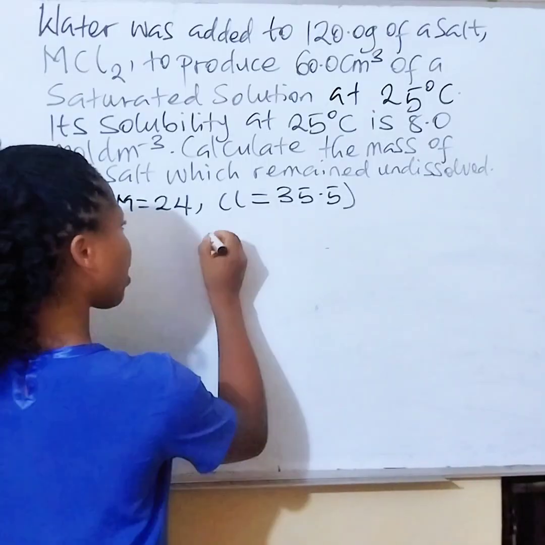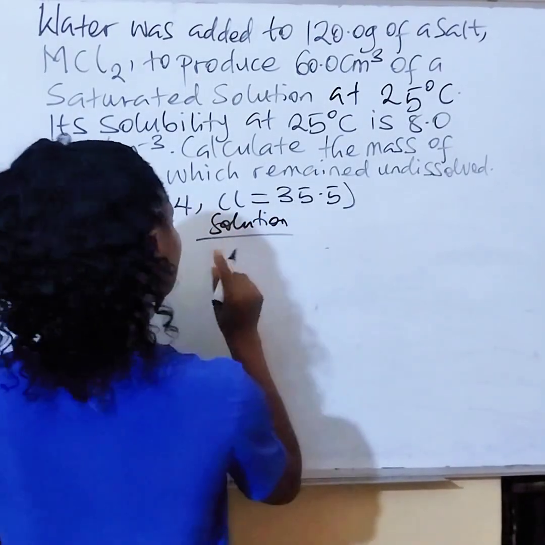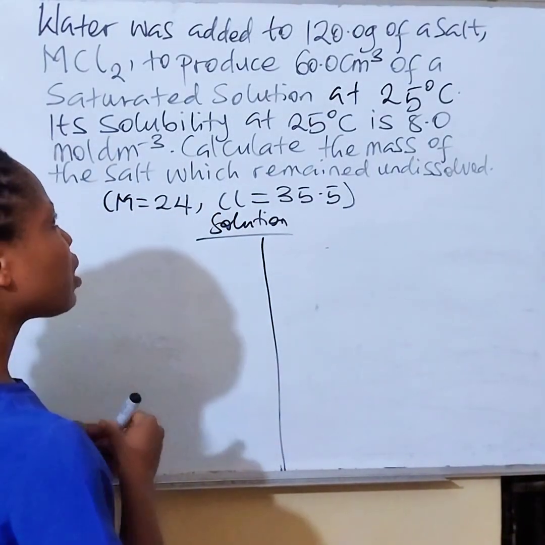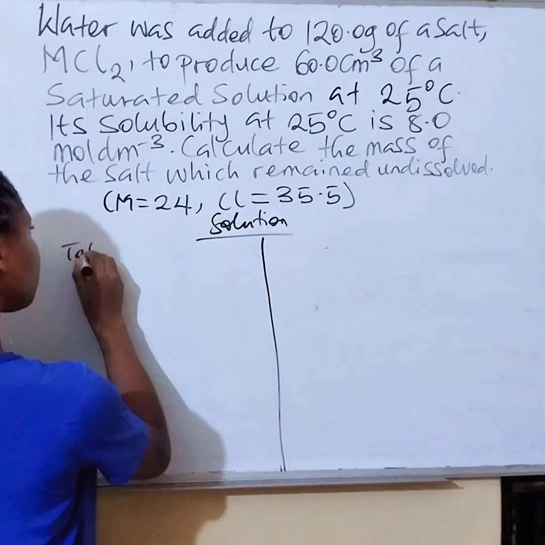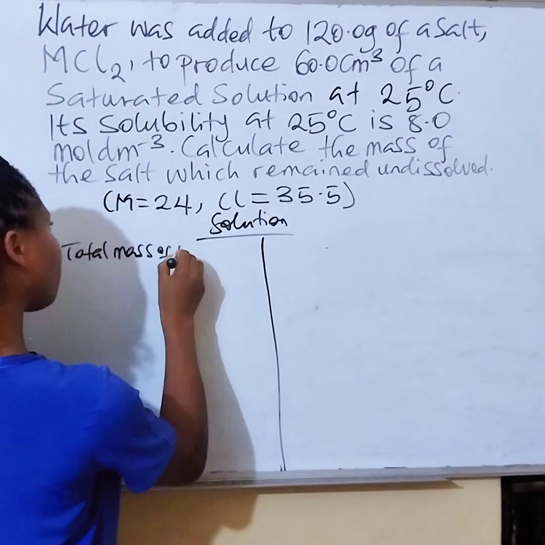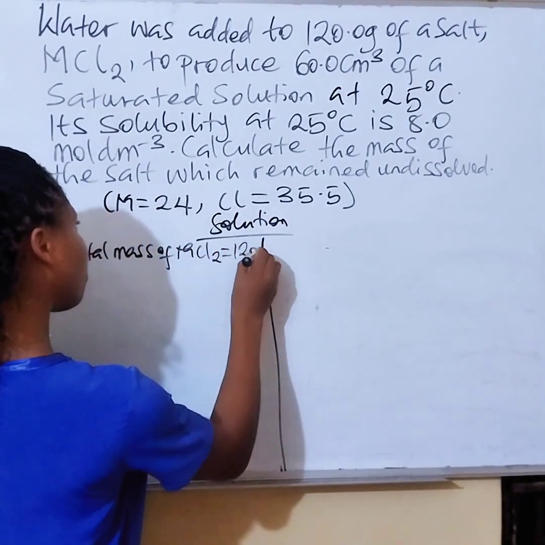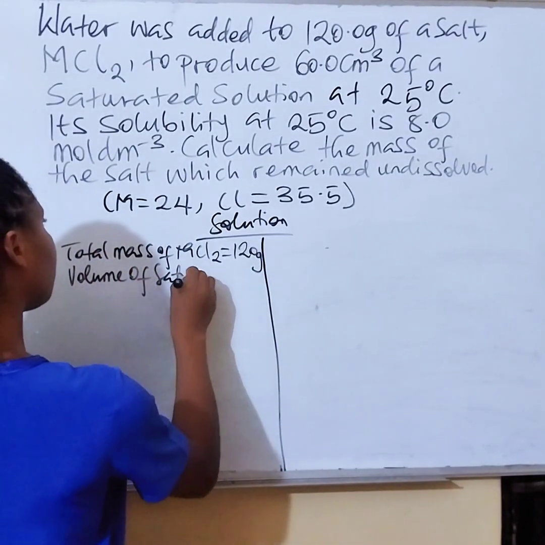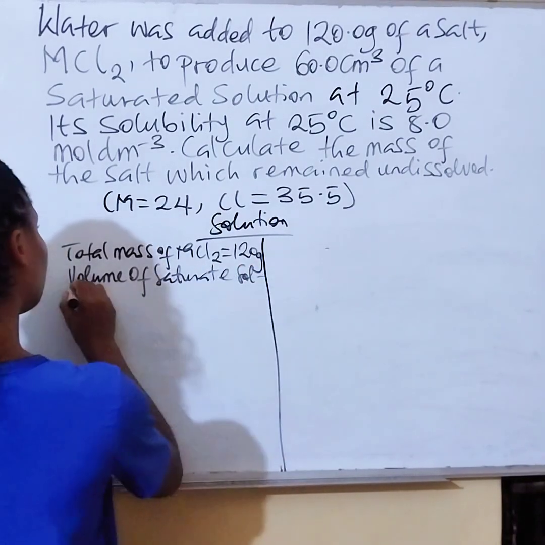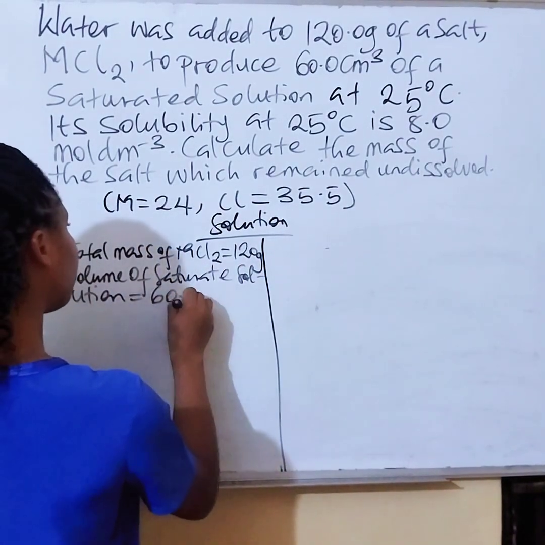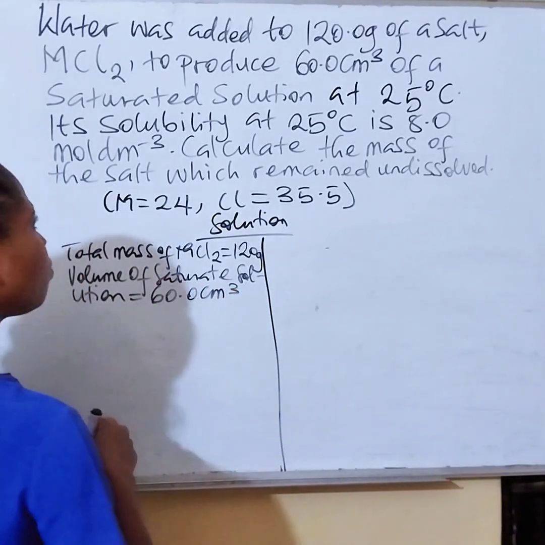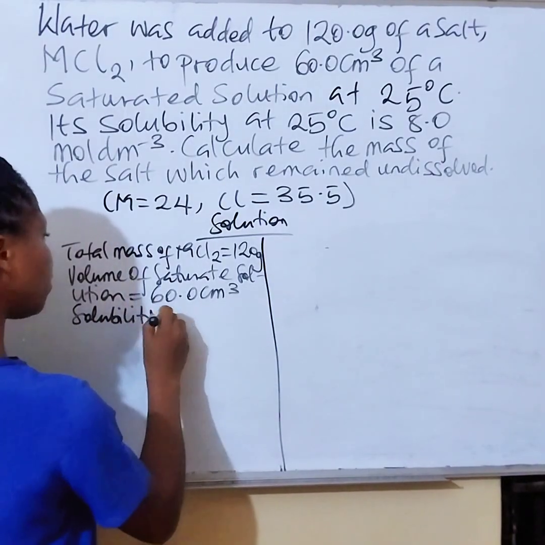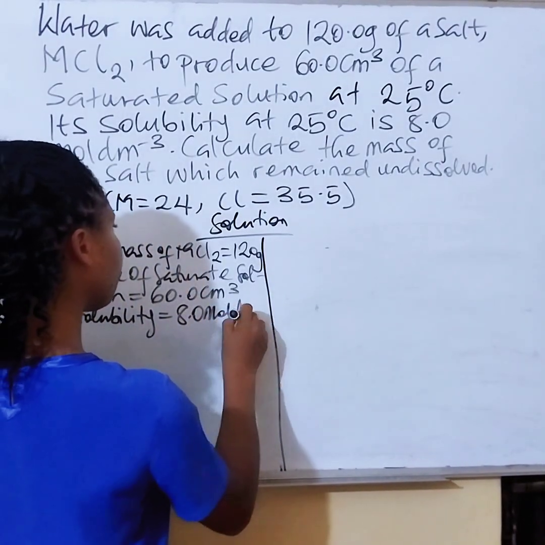Now let's proceed. Let's write out our parameters. Before that, let me divide the board into two. The parameters given in the question are: total mass of MCl2 is 120 gram; the volume of saturated solution is 60.0 cm cube, which is the same thing as 60 cm cube; and the solubility of the salt is 8.0 mol per dm cube.